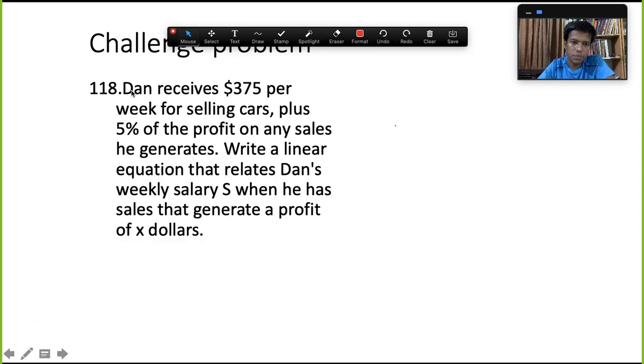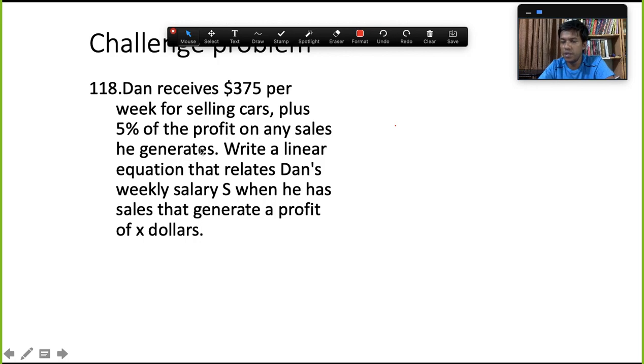This one. Dan receives this dollar, as we said, this will be a little bit bigger, per week for selling a car, plus 5% of the profit on any sales he generates. Write a linear equation that relates Dan's weekly salary S when he has sales that generate a profit of X dollars. So this is the question, and so you see, Dan receives $375 per week for selling cars. So basically this $375 is not changing, plus 5% of the profit on any sales he generates.